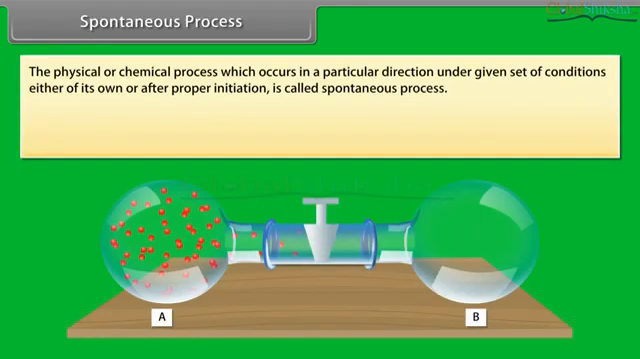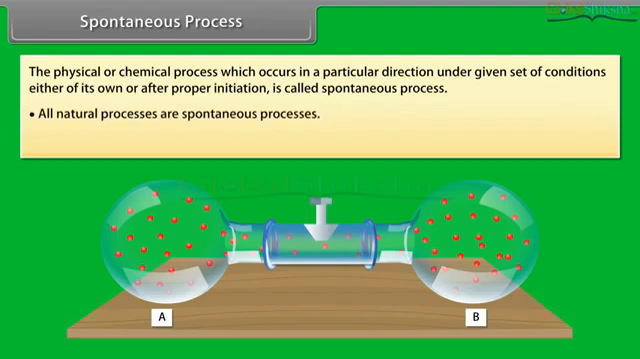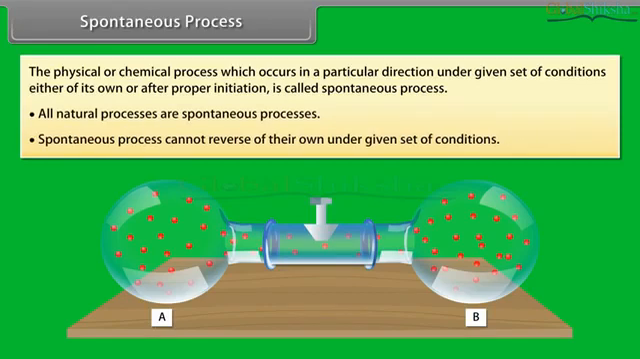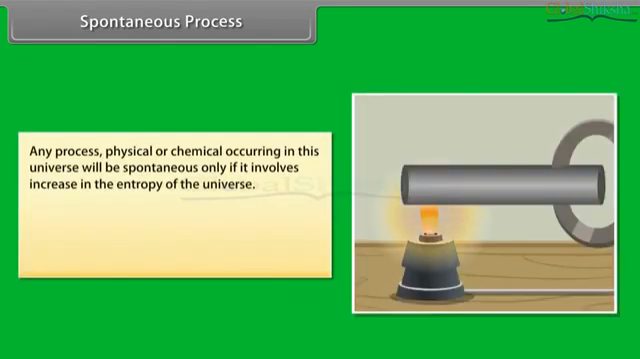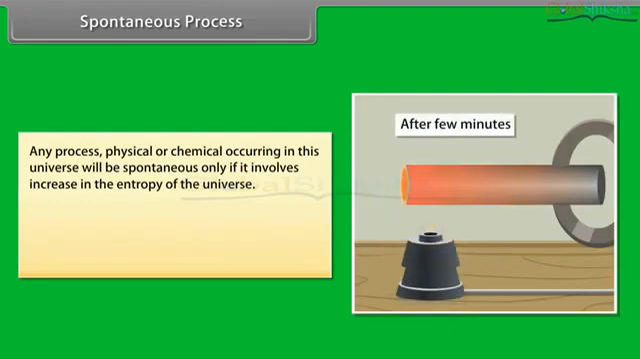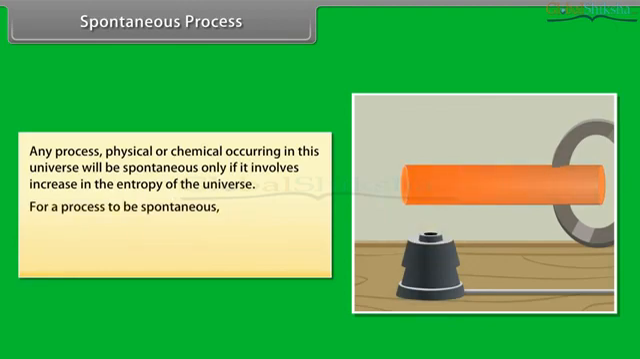A spontaneous process. The physical or chemical process which occurs in a particular direction under a given set of conditions, either of its own or after proper initiation, is called a spontaneous process. All natural processes are spontaneous processes. A spontaneous process cannot reverse on its own under a given set of conditions. Any process, physical or chemical, occurring in this universe will be spontaneous only if it involves an increase in the entropy of the universe. For a process to be spontaneous, delta S universe must be greater than 0. If delta S total is equal to 0, then it implies an equilibrium state.